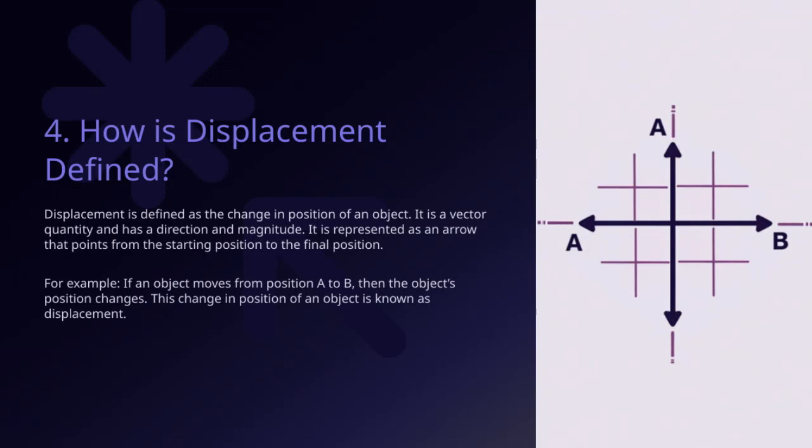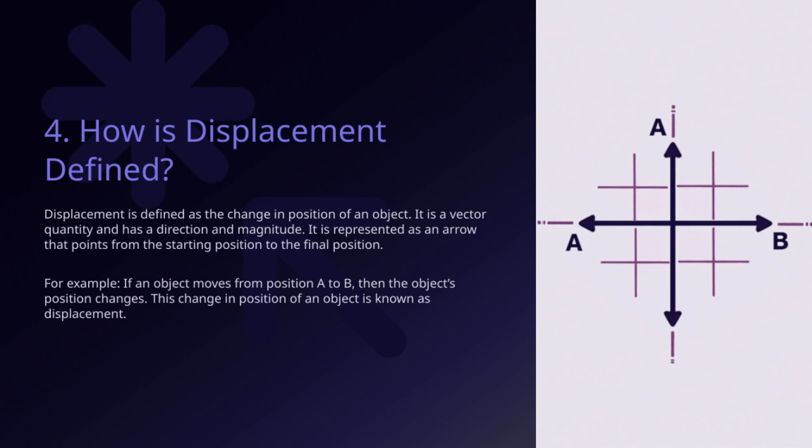So, for example, if an object moves from position A to position B, then its position has changed. And this change in position is what we call displacement. Displacement is essentially a measure of how far and in which direction an object has moved from its starting point. It's important to note that displacement is a vector quantity, which means it has both a magnitude, how much it has changed, and a direction.